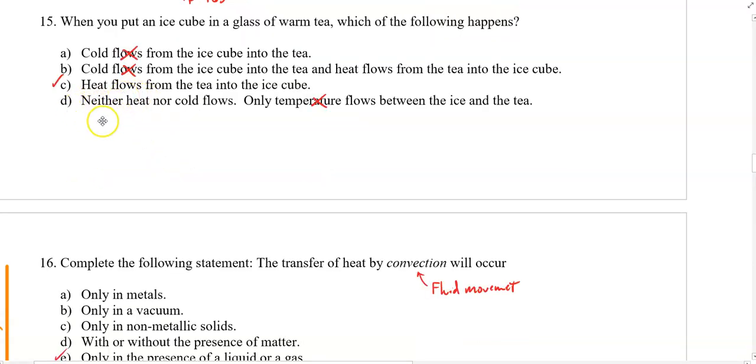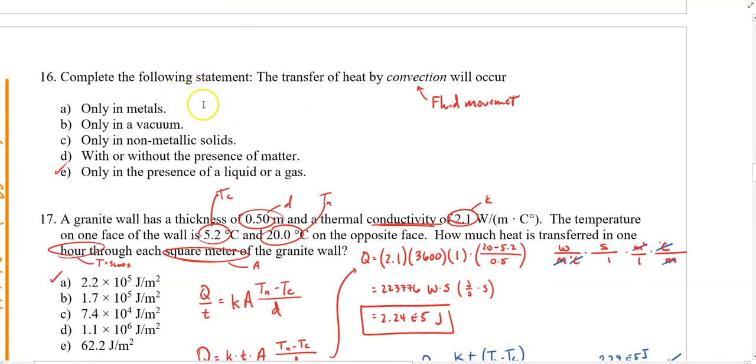We would not say that neither heat nor cold flows, only temperature flows. Well, that's not really correct. Temperature changes, but the measurement of the energy for that temperature change is heat. So part C is the appropriate answer here. Heat flows from the tea into the ice cube and that energy will ultimately melt the ice cube.